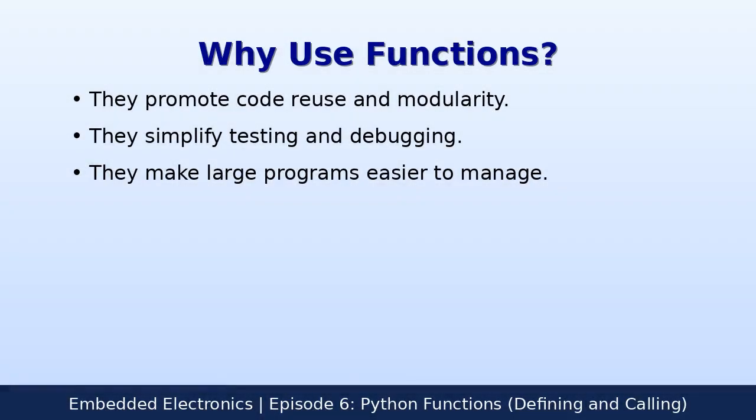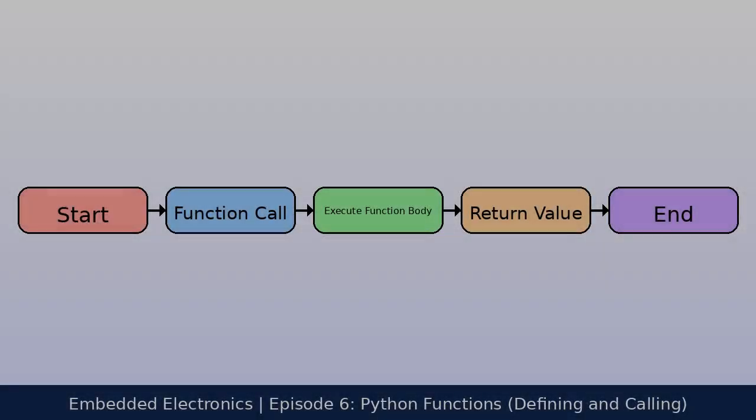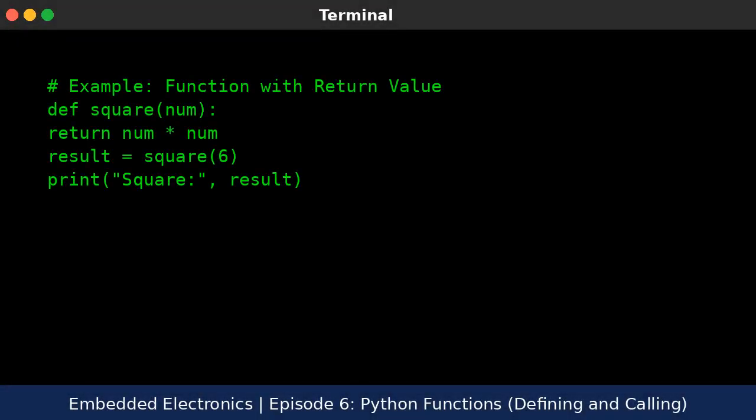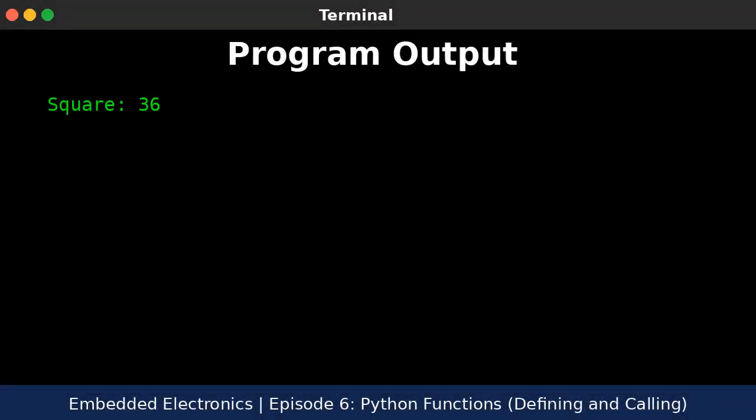Functions promote reuse and make programs modular and easier to maintain. They simplify testing and debugging by isolating functionality. This diagram shows the 5 main steps of function execution from start to end. Here is an example of a function that returns the square of a number and prints the result. When this program runs, it displays the calculated square of the given number.